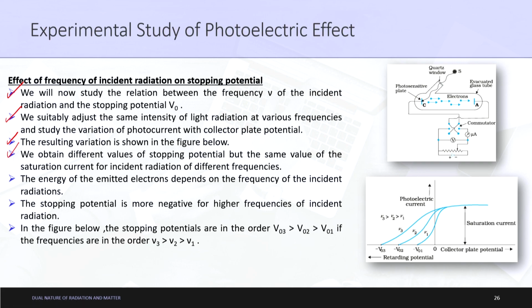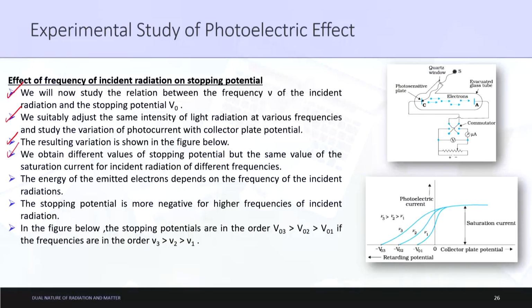Saturation current is the maximum current obtained in the electric circuit of the photoelectric effect when we increase the potential upon irradiation of light on the metal surface. What is retarding potential? When we reverse the polarity, the minimum negative potential at which the photoelectric current becomes 0 is called the retarding potential.